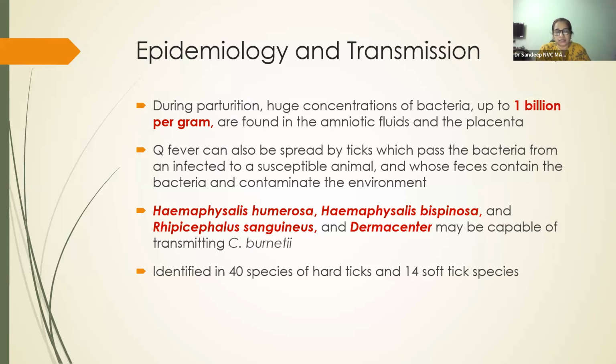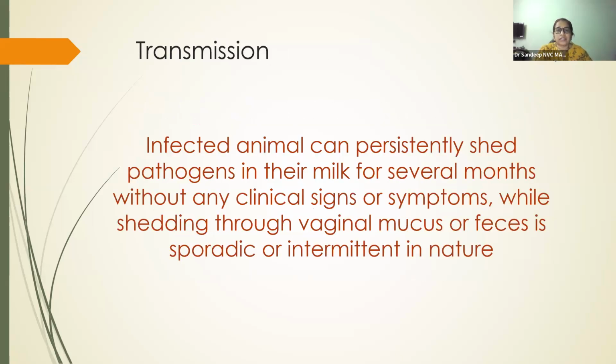In this case, the ticks Haemaphysalis humerosa, Haemaphysalis bispinosa, and Rhipicephalus and Dermacentor species may be capable of transmitting Coxiella burnetii. When we see the classification, 40 species of hard ticks and 14 soft tick species are identified as involved in the transmission of Coxiellosis. So we say that an infected animal can persistently shed pathogens in its milk for several months without any clinical signs or symptoms, while shedding through vaginal mucus or feces is sporadic or intermittent in nature.